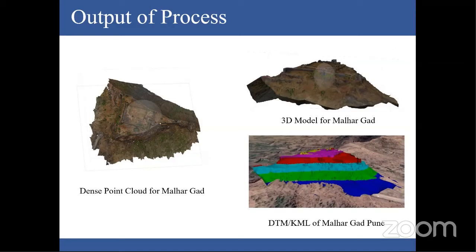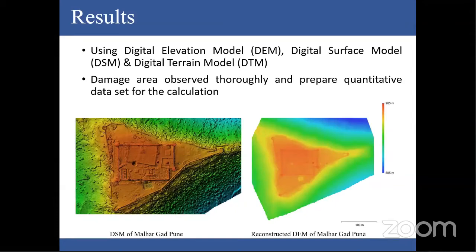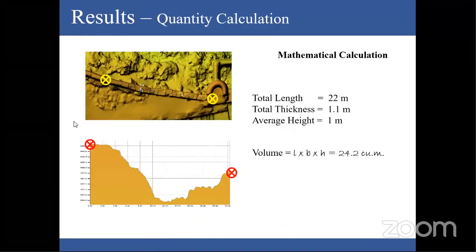Now the major part starts. By using the digital elevation model, digital surface model and digital terrain model, we get the damage area observations and prepare a quantitative data set for the calculation. We develop our quantitative data set using the digital terrain model and digital surface model. By observing each point, we do the mathematical calculation and get the total quantity for the repair. This gives the total volume of the collapsed area. These are some sample case studies for Mallarghat. We are still in the process of generating the remaining quantities, and we are in the process of validating these quantities with ground quantities also.